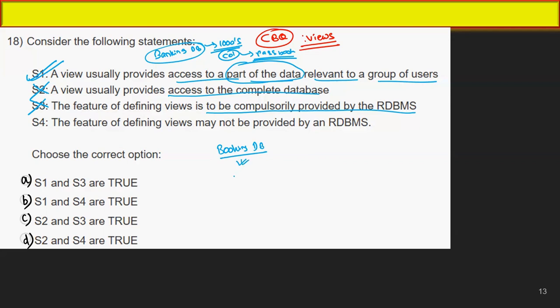You are having a booking database. For that, only 4 columns are there. Is any view needed now? It is an extra burden to develop. Say yes or no? Yes, it is an extra burden. Already only 4 columns are there, and I want to shrink it again. That is not possible, and that is not needed actually. So the feature of defining views may not be provided by a database. That is the correct one. So S1 and S4 are true. Clear or not now?